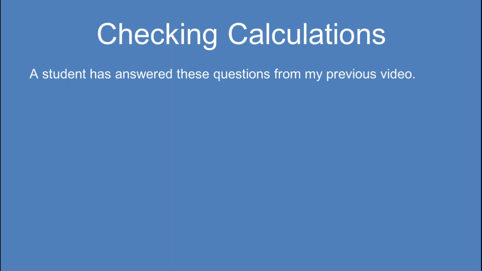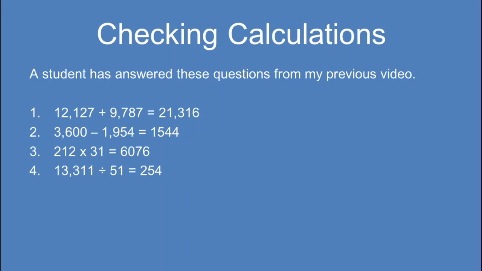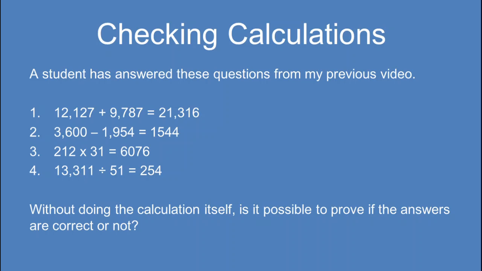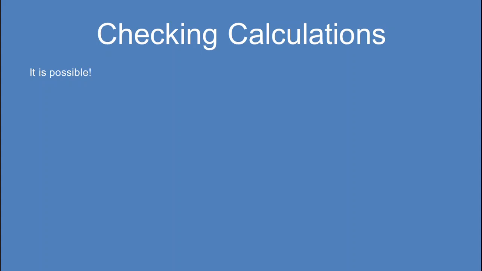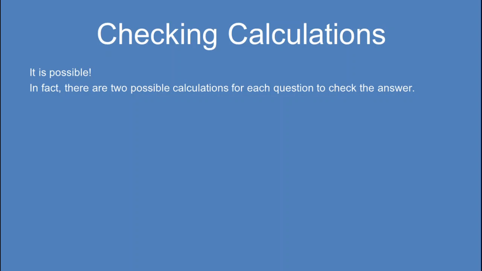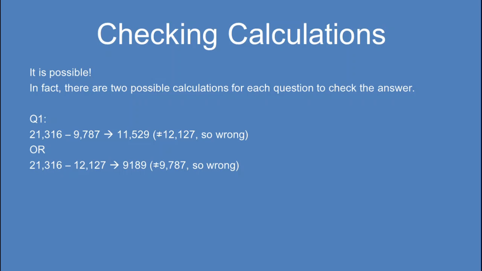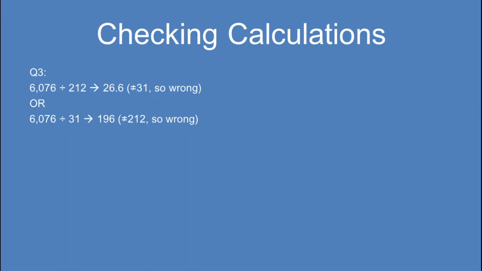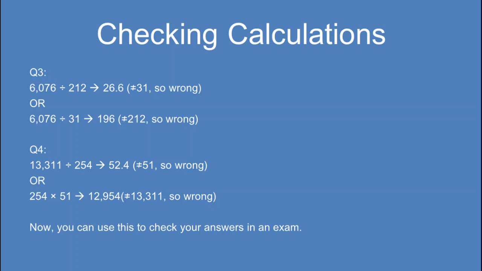A student has answered these questions from my previous video, and their answers are down here. Without doing the calculation itself, is it possible to prove if the answers are correct or not? In fact, it is possible. There are even 2 possible calculations for each question to check the answer. You can do either of these calculations for question 1, these for question 2, these for question 3, and these for question 4. Now, you can use this to check your answers in the exam.